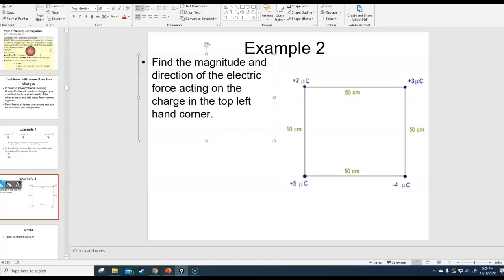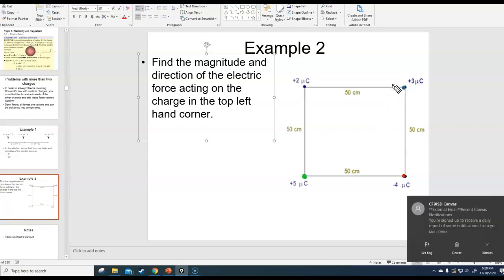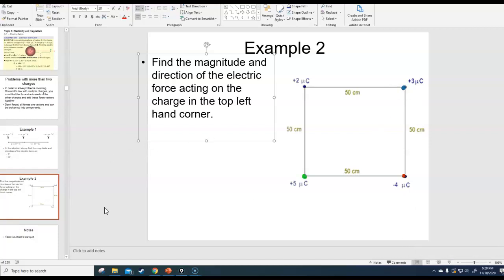Okay, just for simplification, I'm going to color code this. I'm going to say this is a green charge, this is a red charge, and this is a blue charge. Again, the only reason I'm doing that is so when I draw the FBD, you can see where each of the forces are coming from. Okay, so we are focused on the charge in the top left-hand corner. I'm going to call that Q1.